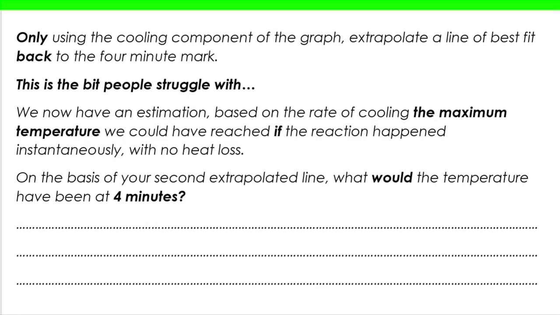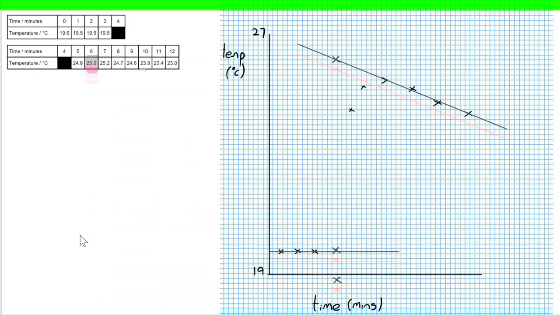Okay, so we're going to look now at extrapolating the lines on the line of best fit. Or on the graph, I should say. So using, what it says here, using the cooling component of the graph, extrapolate a line of best fit back to the 4-minute mark. We're going to do it forward to the 4-minute mark as well. And that's how we established the starting temperature. And you can see that I've done that here.